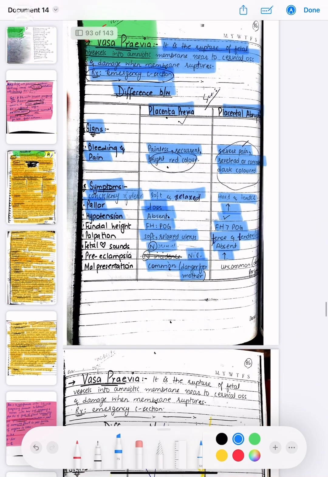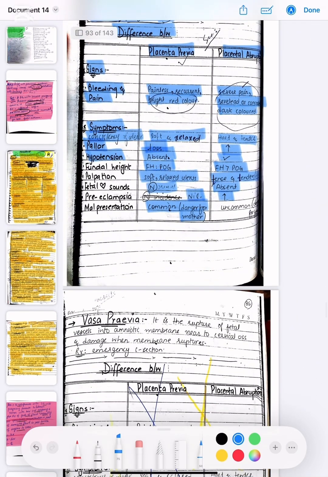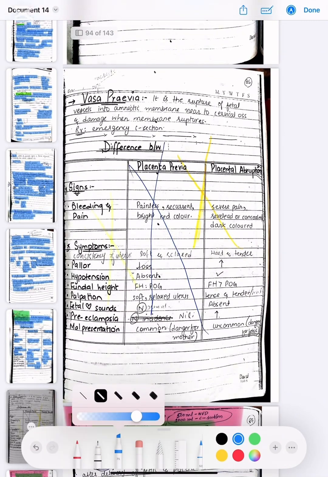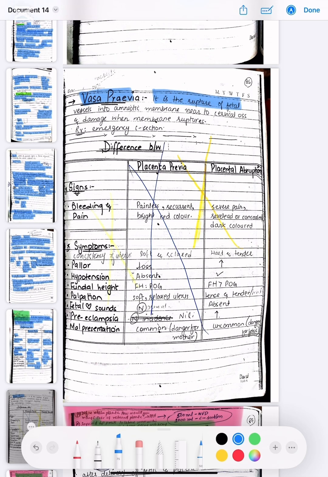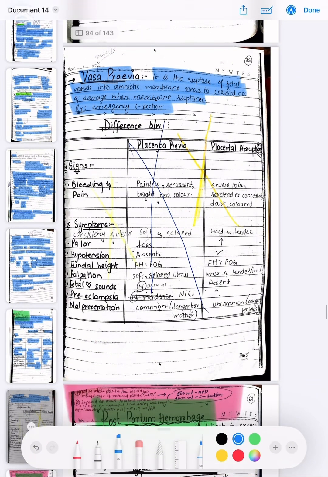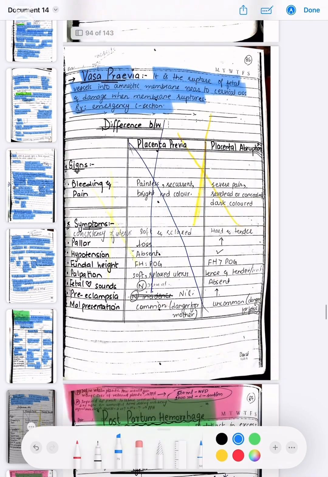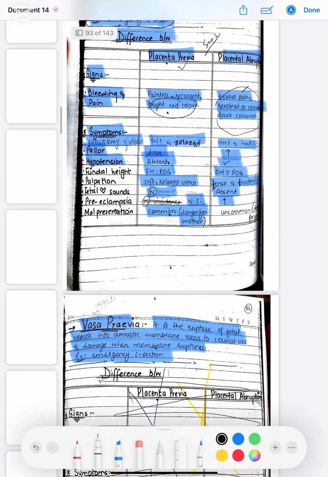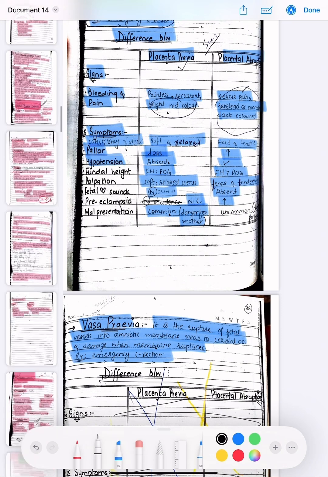So we have discussed the difference between placental abruption and placenta previa. Now coming towards Vasa previa. Vasa previa is the rupture of fetal vessels in the amniotic membrane near the cervical os, with damage when the membrane ruptures, and the treatment is emergency C-section. The difference between placenta previa and placental abruption is already discussed above, so that's why I have cut this portion. So up till now, let's give a quick review of what we have discussed.